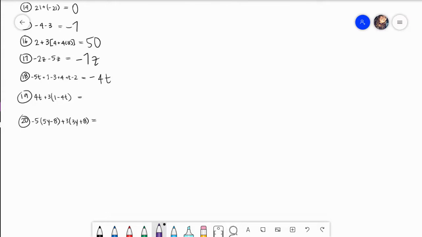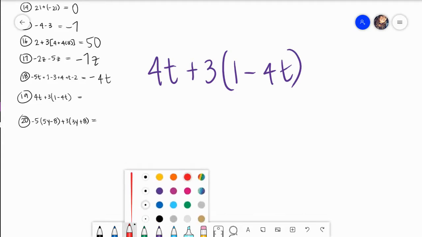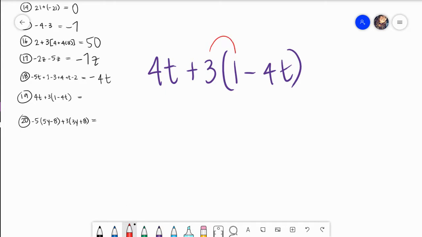Okie dokie. We have 4t plus 3 times 1 minus 4t. Hopefully, what sticks out to you like a sore thumb is the 3 touching the parenthesis. That means I need to multiply everything inside of the parentheses with that number 3. So I get 4t. Haven't touched it, haven't messed with it. 3 times 1 is 3. Signs are the same, so it's positive.